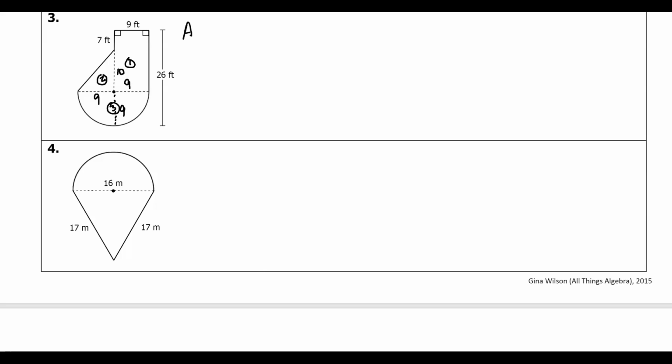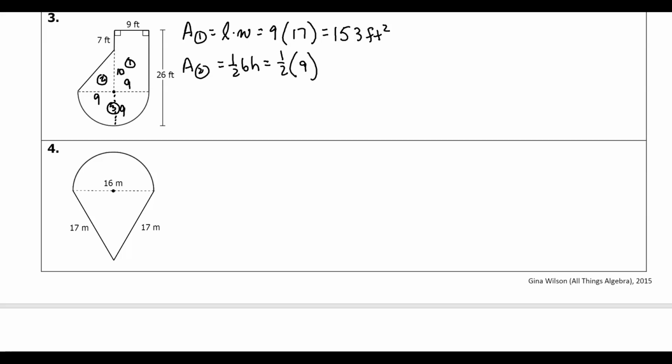All right, so let's go ahead and find our different areas. So I have the area of 1, which is length times width. So that's going to be 9 times, okay, so this height here is going to be 10 plus 7, so that's 17. So that gives us 153 feet squared. The area of 2, that's a triangle, so that's half base times height. So that's 1/2. The base is 9, and the height is 10. So that's going to give us 45 feet squared.